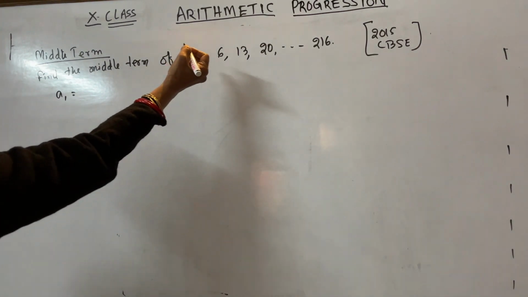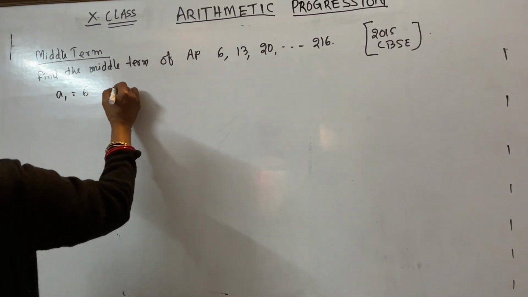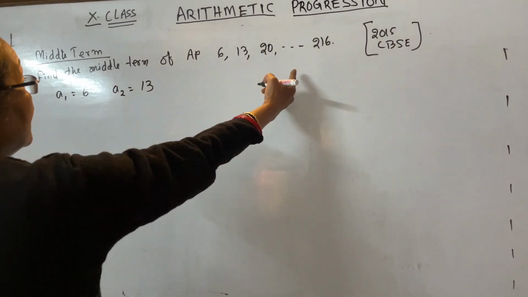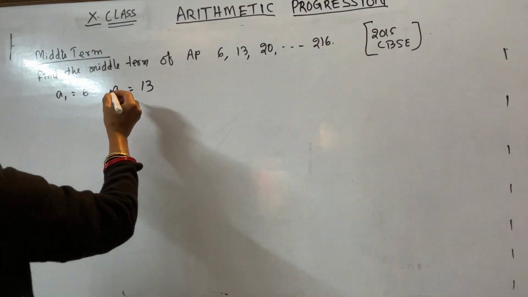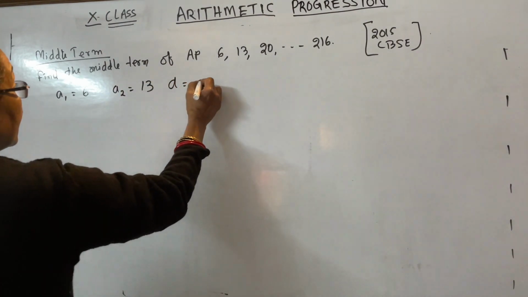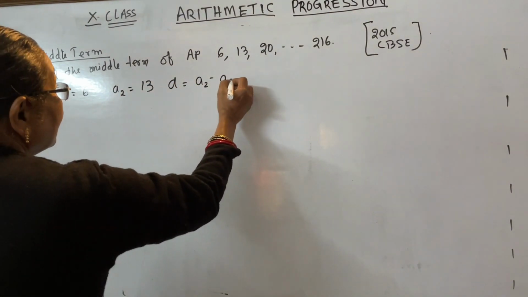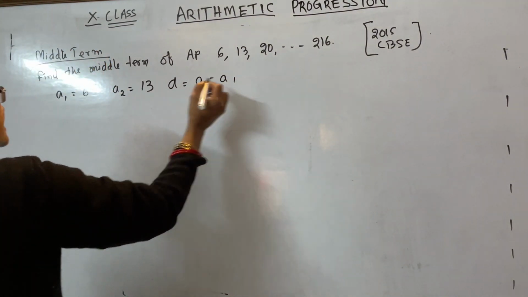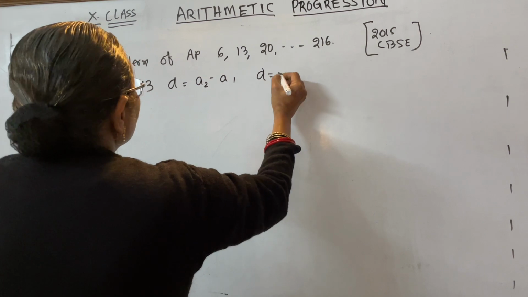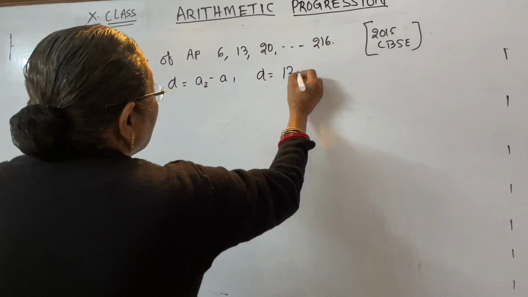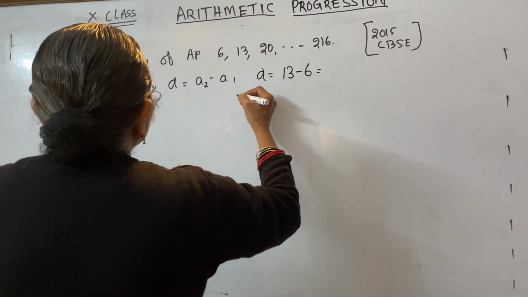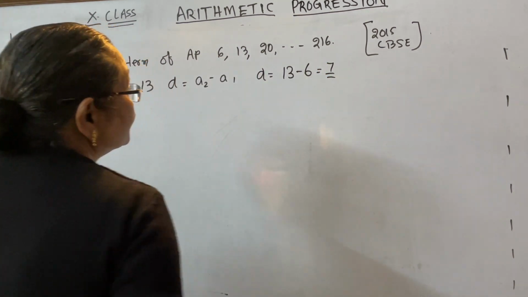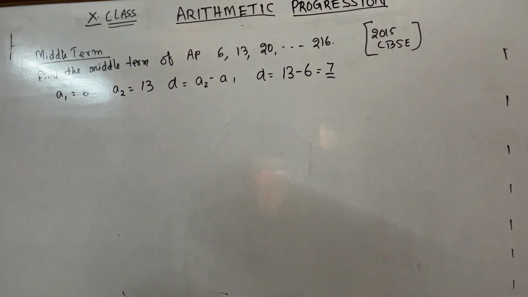But first, what is our A? A1 is 6 and A2 is 13. It is given that this is an AP. So now, what is the difference? A2 minus A1. Difference equals A2, which is 13, minus A1, which is 6. So that is 7. This is our D.